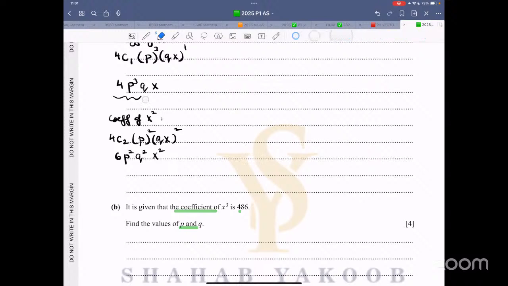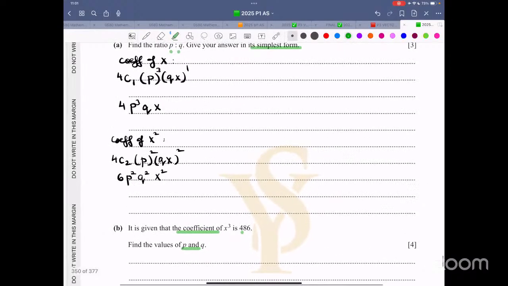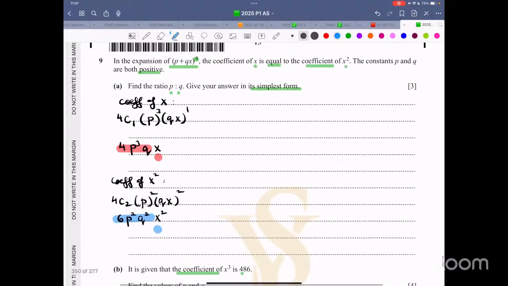So let me just do one correction over here. There is no correction, just writing it darkly. So now, first of all, this is your coefficient of x, and this one is your coefficient of x squared. Now these two coefficients are equal. So therefore, 4p cube q is equal to 6p square q square.